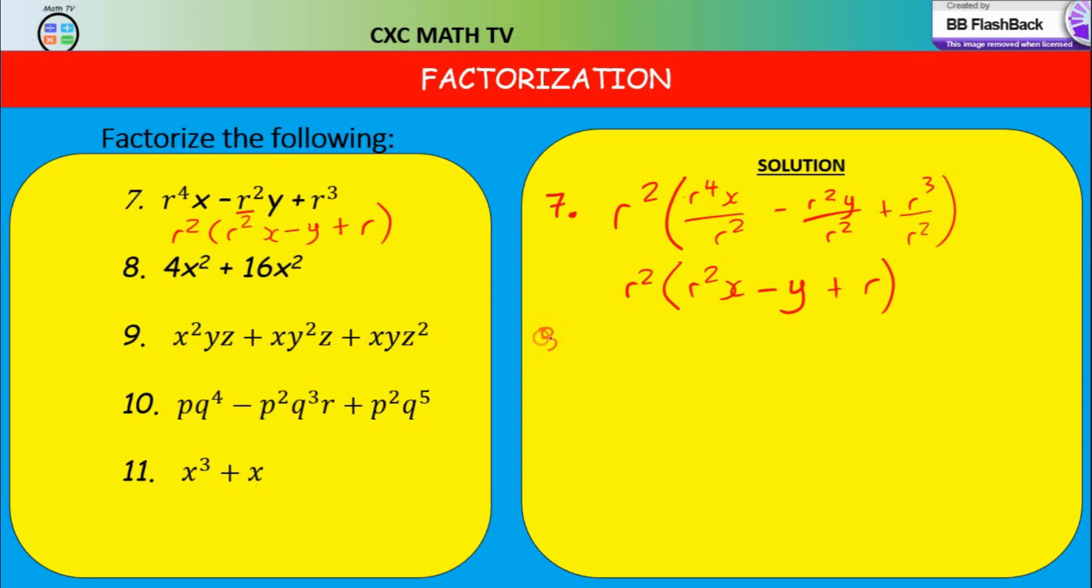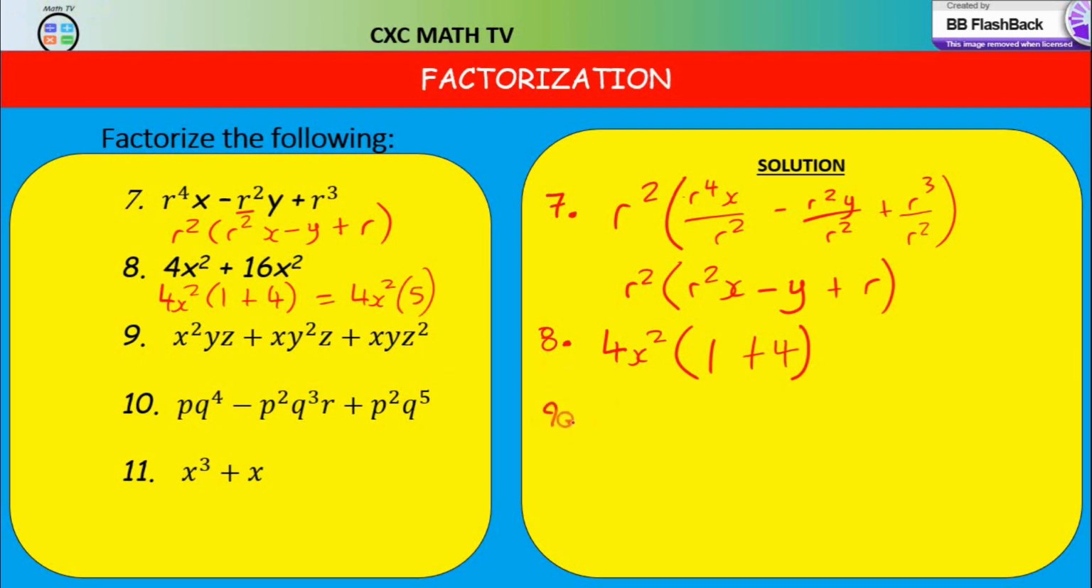The next one, number 8. 4x squared plus 16x squared. Now, what do they have in common? 4x squared. 4x squared divided by 4x squared is 1. And then 16x squared divided by 4x squared is 4. So this is your answer. It leaves 4x squared in bracket 1 plus 4. Or some persons might write it as 4x squared times 5.